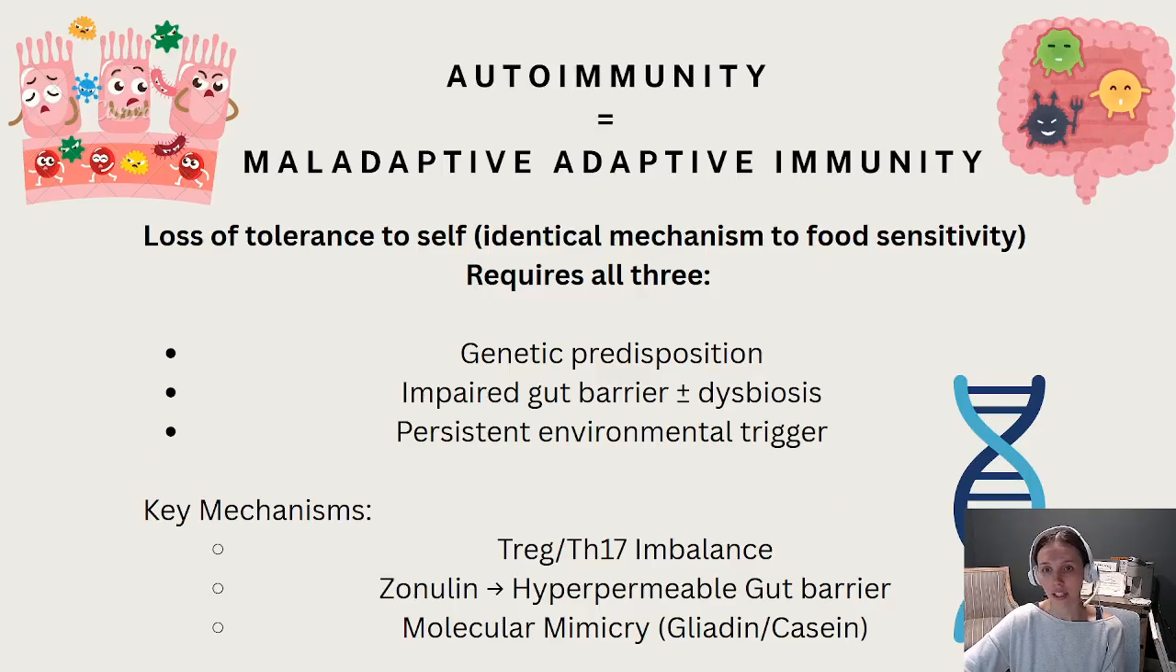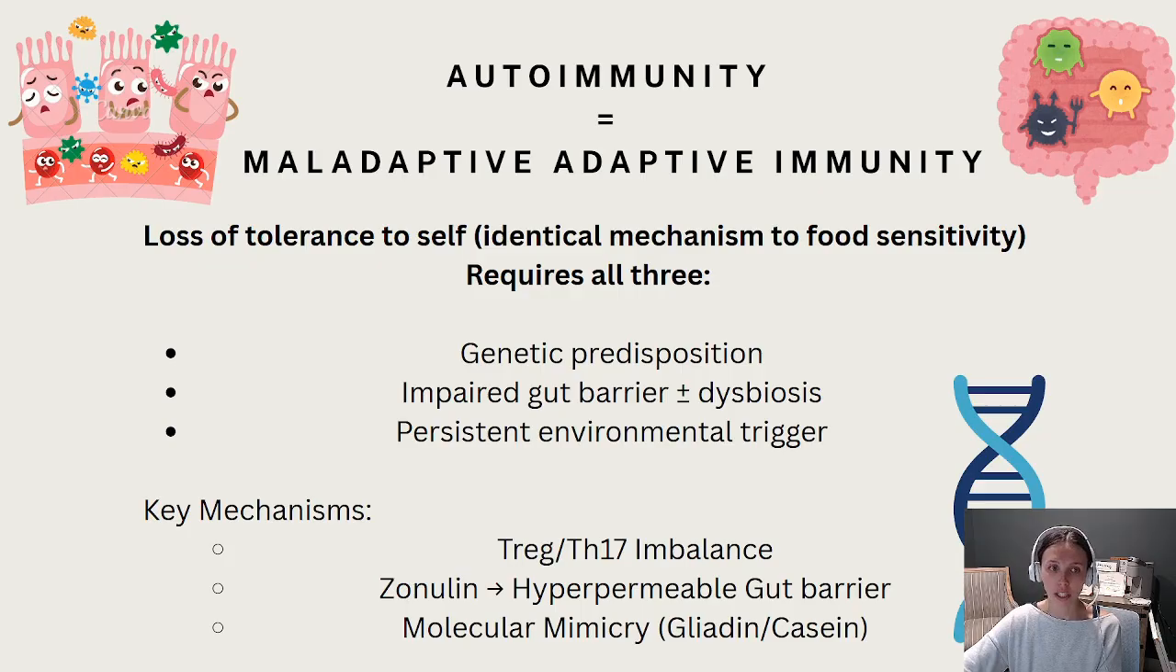So autoimmunity is essentially a case of maladaptive adaptive immunity. It's a perfect storm, which requires three factors. So there must be a genetic predisposition, an impaired gut barrier, and also a persistent environmental trigger. The key pathophysiological events that we target are a crash in T regulatory cell function, which allows self-reactive immune clones like Th17 to run unchecked.